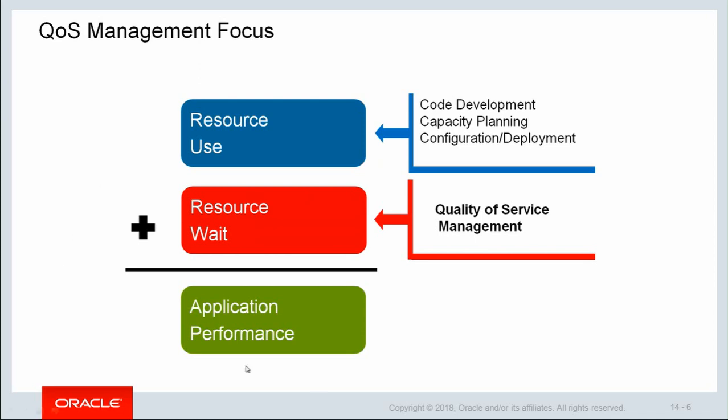Same thing. Application performance, as measured by Quality of Service, consists of resource usage and also resource wait. What Quality of Service does is, if a resource wait goes up, it tries to make a recommendation to reduce this wait. By doing so, we can improve overall application performance. That is the main focus of Quality of Service.